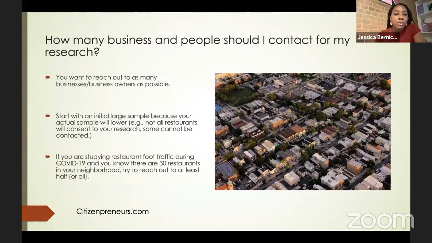So how many businesses and people should I contact for my research? This goes back to my previous point. You will usually start with a larger population size, and your sample size, which is the sample that you're using for your data analysis in this project, is typically going to be lower than who you could potentially reach out to, because of what we said before. People may not want to participate.